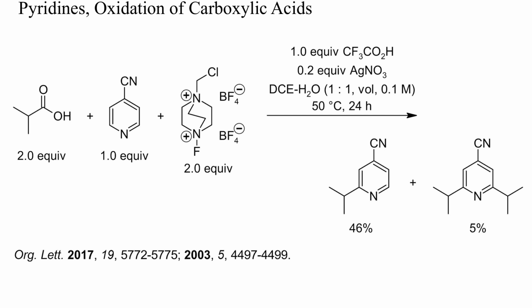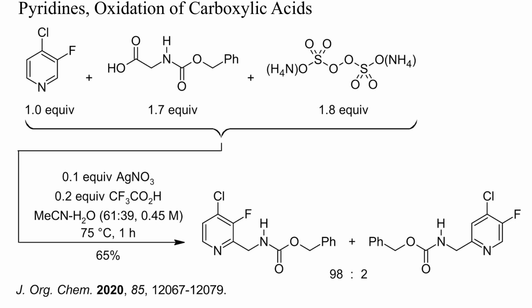Here, isopropyl radicals were generated by oxidation of isobutyric acid with the electrophilic fluorinating reagent SelectFluor. Addition to 4-cyanopyridine occurred at position 2. Oxidation of protected glycine with ammonium persulfate gave an aminomethyl radical which added to a dihalopyridine with high regioselectivity. A number of additives were required to attain an acceptable yield.